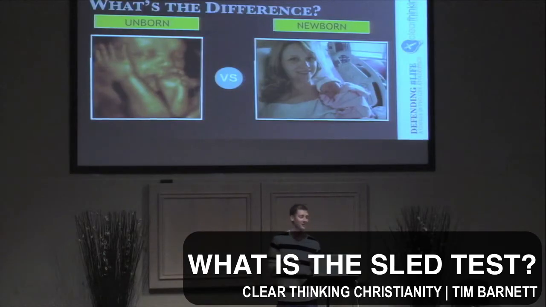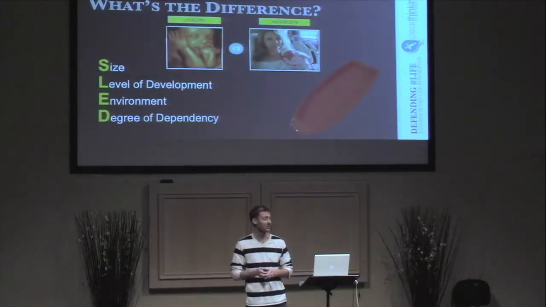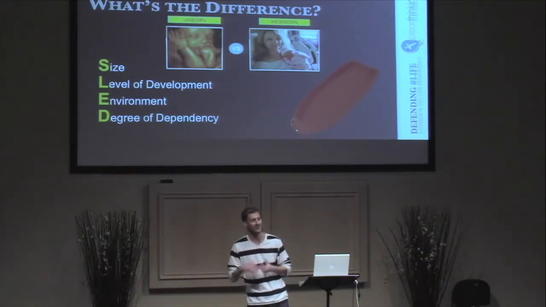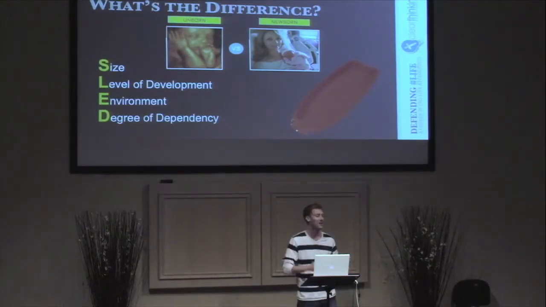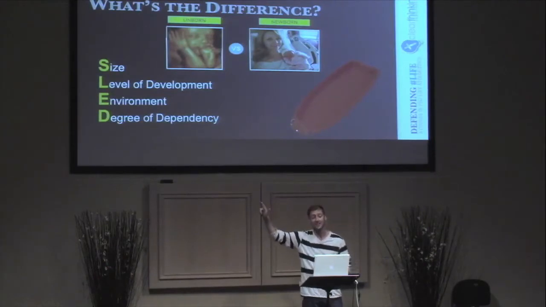that the unborn differ from the newborn in 4 ways that have been used to disqualify the unborn as a human person. And those 4 categories go by an acronym called the SLED test. Stephen Schwartz, a pro-life apologist, came up with this acronym. The 4 differences are size, level of development, environment, and degree of dependency.